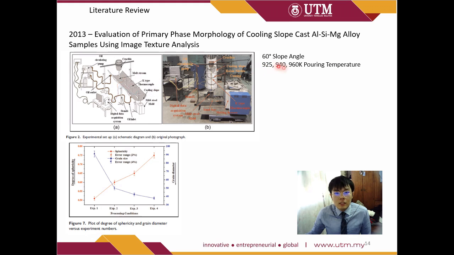And in this experiment, the slope angle is fixed at 60 degrees, and the pouring temperature varies: 925, 940, and 960 Kelvin. And in experiments 1, 2, 3, and 4, each has its own casting parameters. The optimum casting figures will be discussed later in the literature comment section.